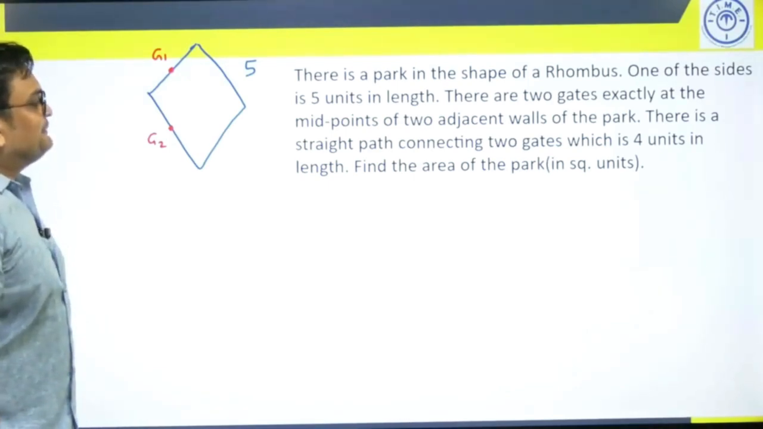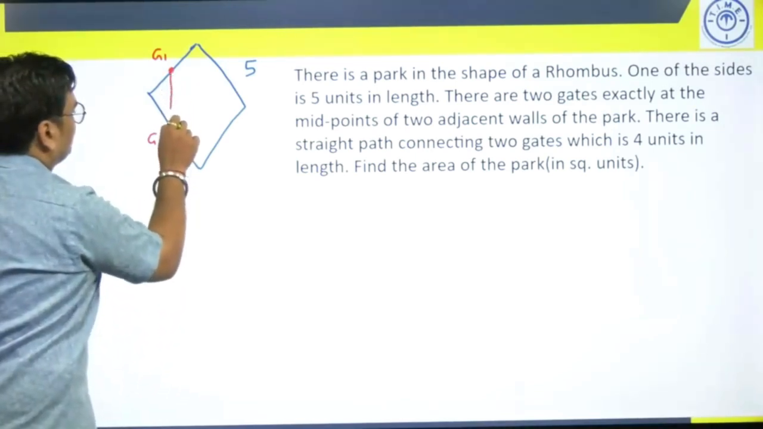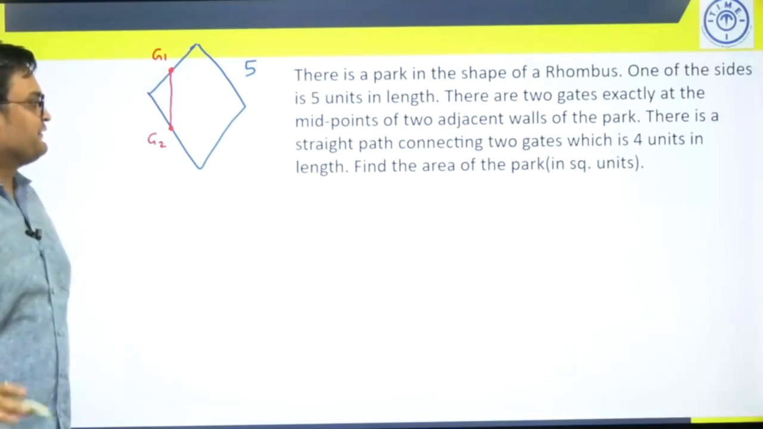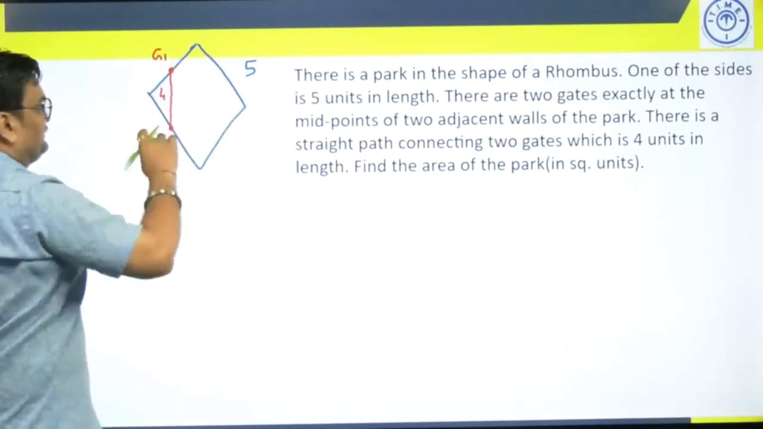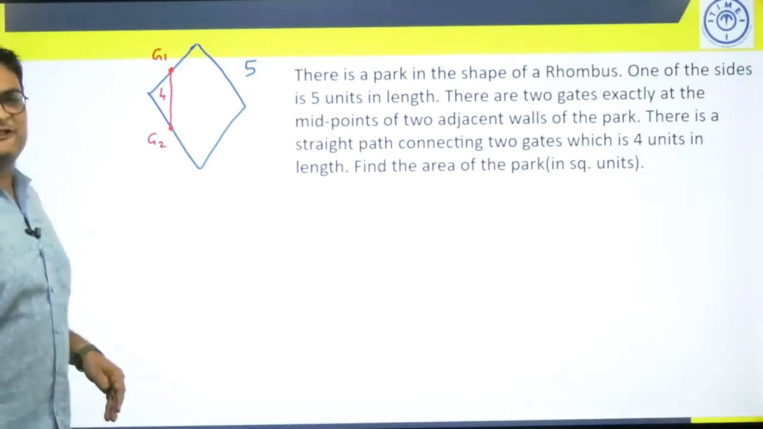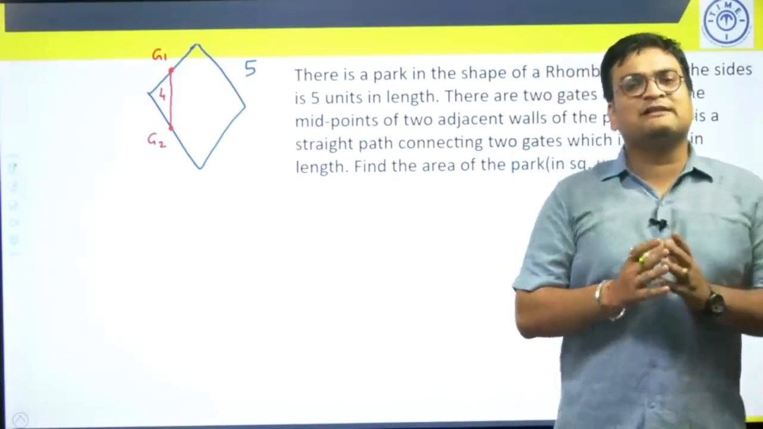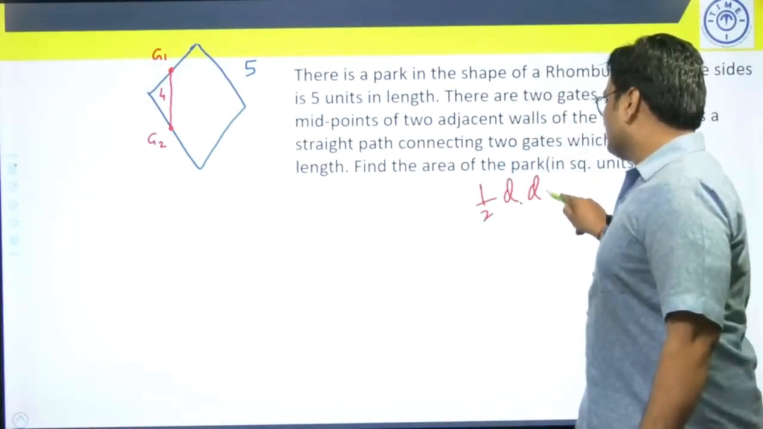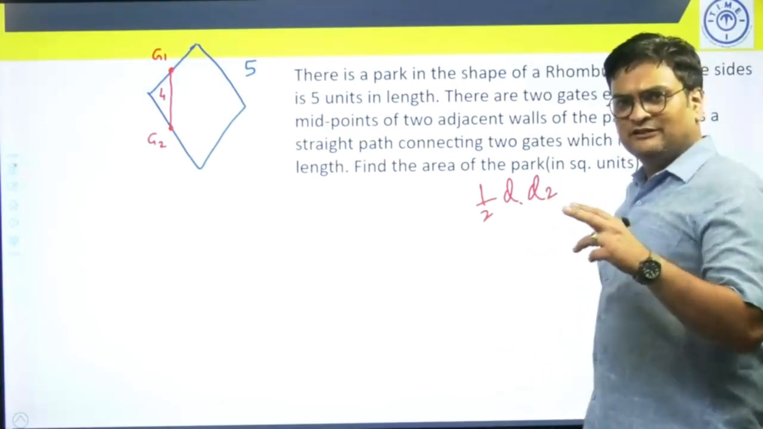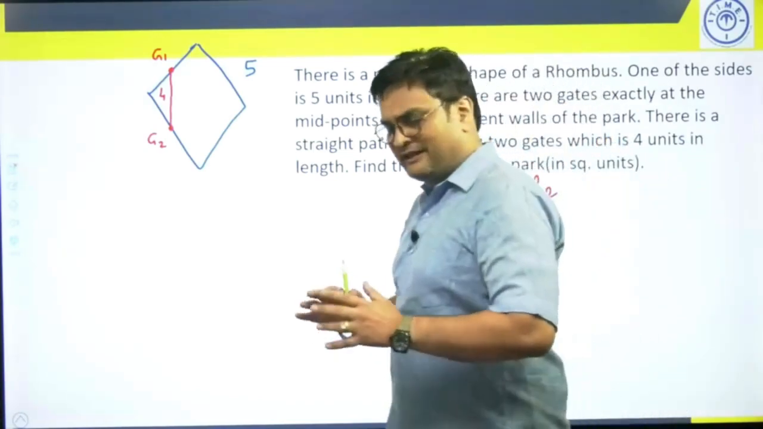There is a straight path connecting the 2 gates, like this, which is 4 units in length. So this is 4. The side is 5, this is 4. Find the area of the park. So first thing that we need to understand is, what is the area of a rhombus? It is half the product of diagonals, d1, d2. d1, d2 are the 2 lengths of the diagonals. Half the product of the diagonals will be the area.